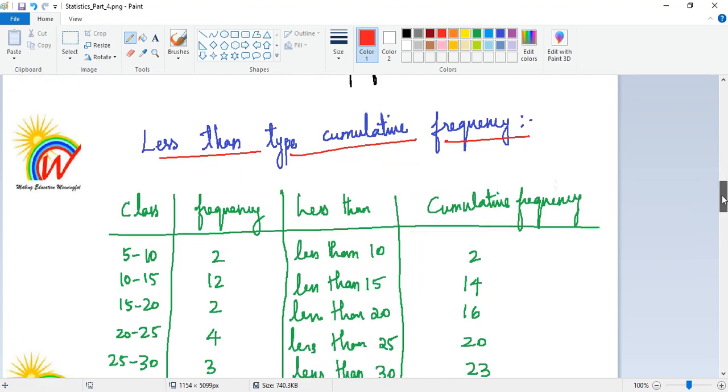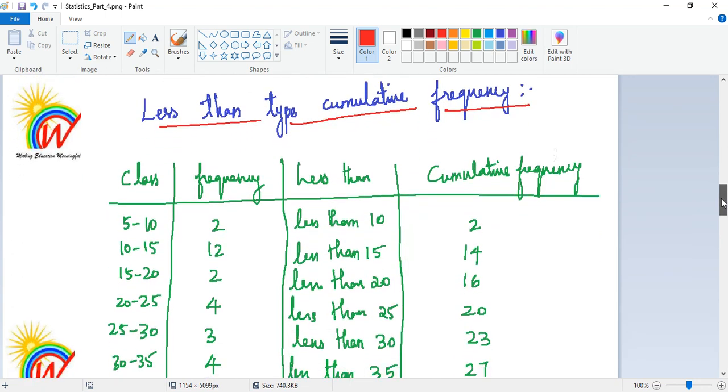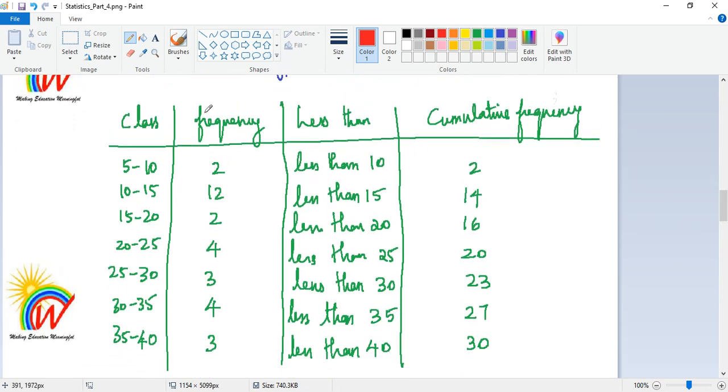Alright, now you come to the less than cumulative frequency. Here you are going to write the class and frequency as given in the question. Now instead of writing more than, you will be writing less than. I will not be writing less than 5, because there is nothing lesser than 5, right? So I will be writing less than 10 here. Automatically I am taking the upper limit.